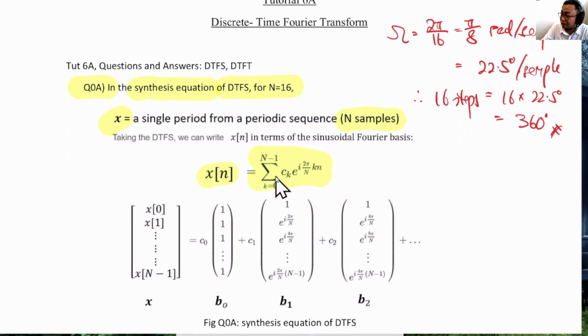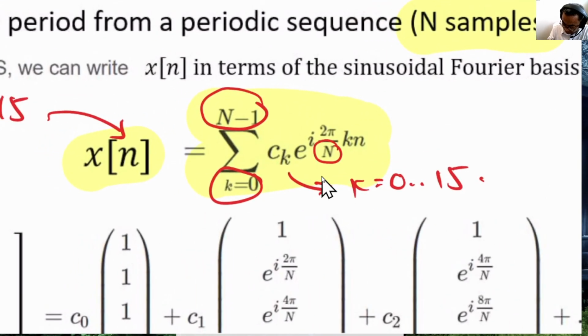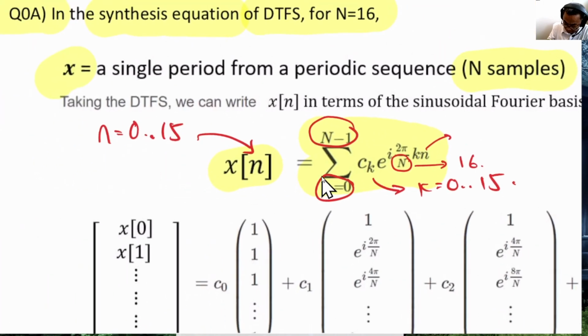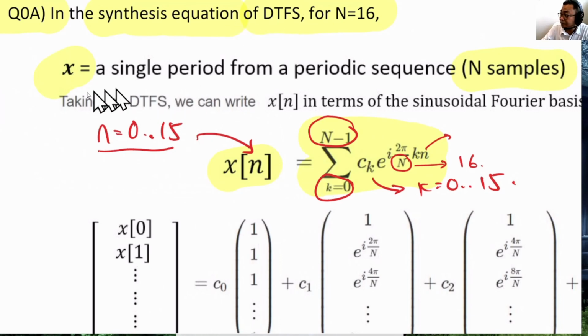This is the DTFS synthesis equation. You will notice that the small letter n will go from 0 to 15. The c_k will also go from k equals 0 to 15. This big N is 16, and this letter n is the same as this letter n here. Whatever we put for letter n, we're going to put for small letter n here, which is 0 to 15.